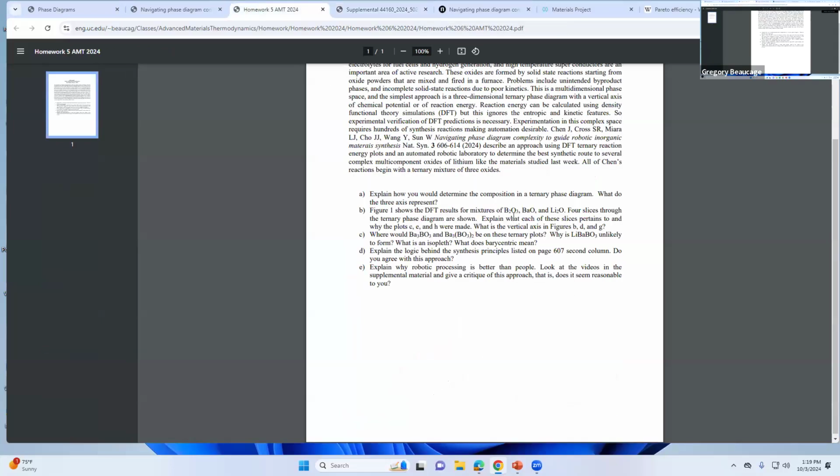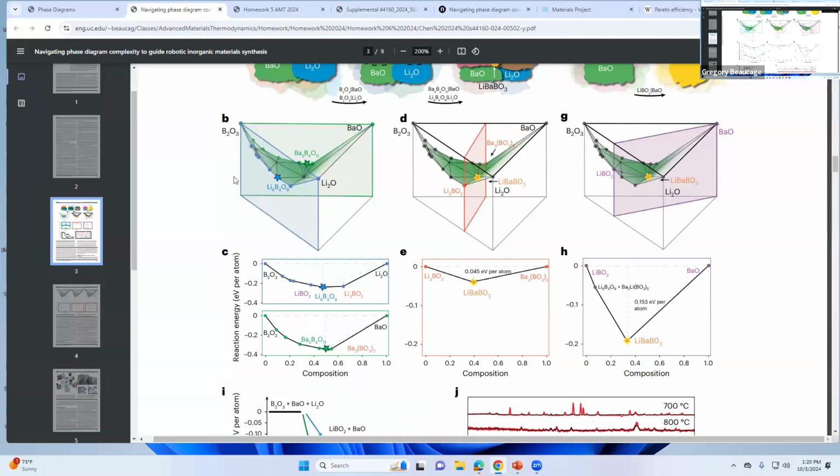So that's that business. Basically, the three X's represent material composition. Yes, they do represent material composition. Pure barium oxide is that dot, pure boron oxide is that dot, and pure lithium oxide is that dot.